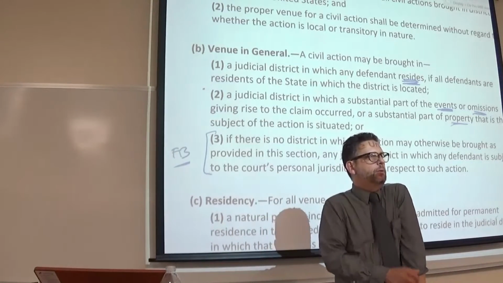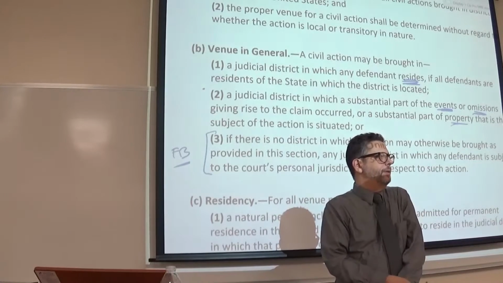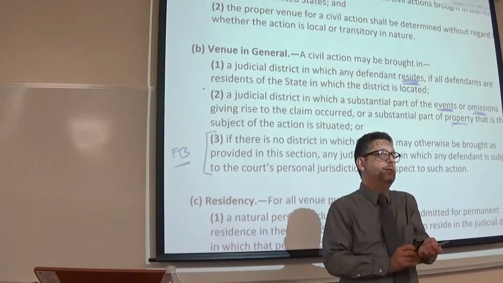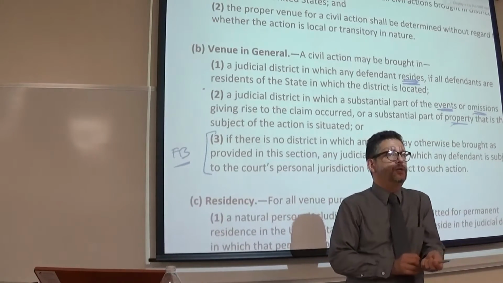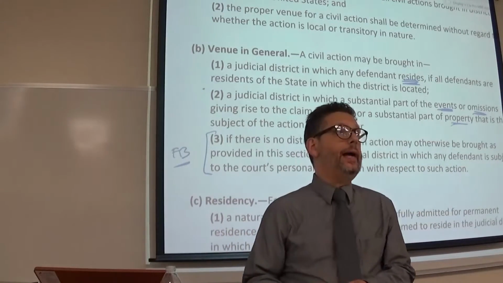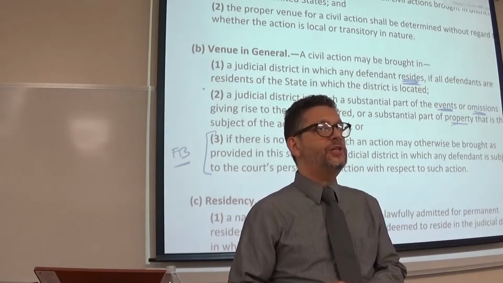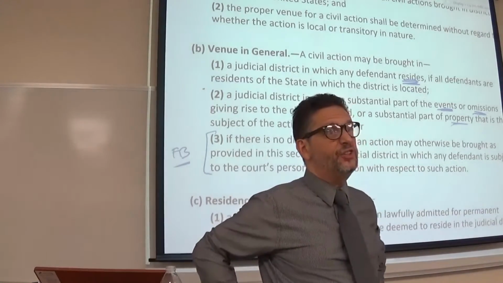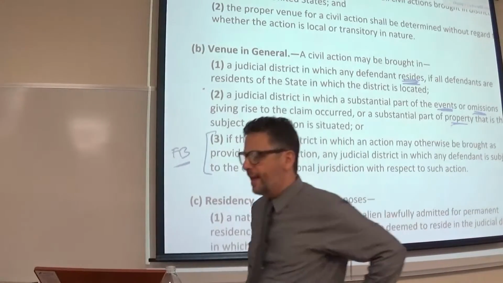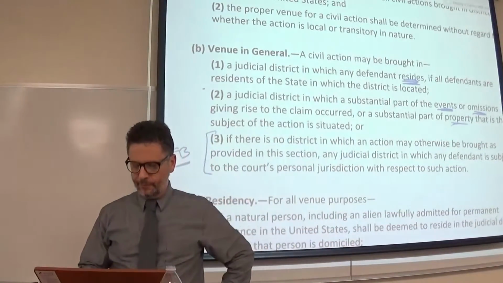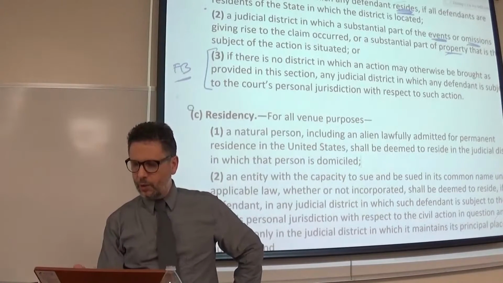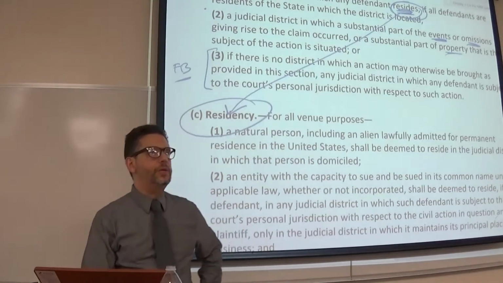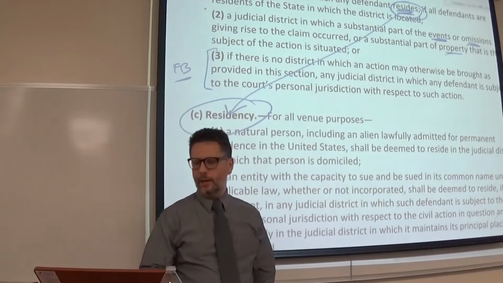Venue is proper in a judicial district in which any defendant resides, so long as they all reside in the same state. All right? So first, we're looking to where people reside. And second, Section B1 only applies if all of the relevant defendants reside in the same state. So we have to ask, where do the defendants reside? Well, this word resides requires us now to go down here to C, which tells us how to determine residency.